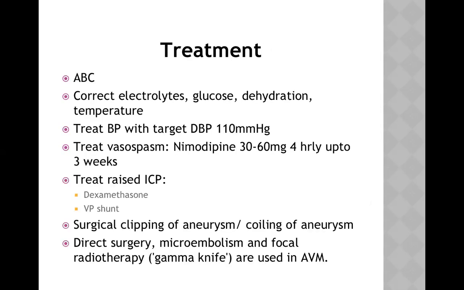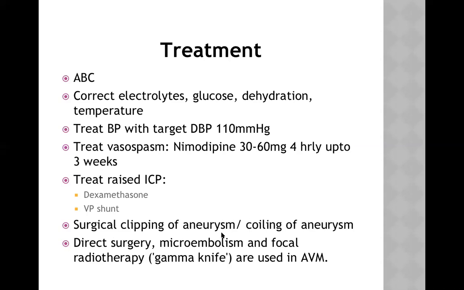So these are a bit of principle, and this is a little bit in detail. The same things are written here. No extra knowledge here. Every student already knows them. Let's go through them quickly. ABC, if the patient is in coma: airway, breathing, circulation management, very basic thing. Correct the electrolytes and glucose. If the patient is dehydrated, give fluid and maintain the temperature on the lower side. Treat blood pressure with antihypertensive drugs. Treat vasospasm with nimodipine. Treat raised ICP with dexamethasone. Even mannitol can be given here, or VP shunt in case of hydrocephalus.